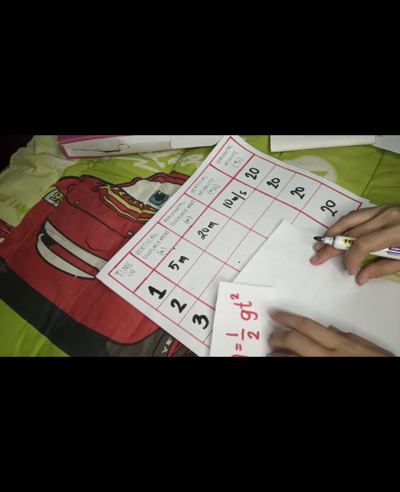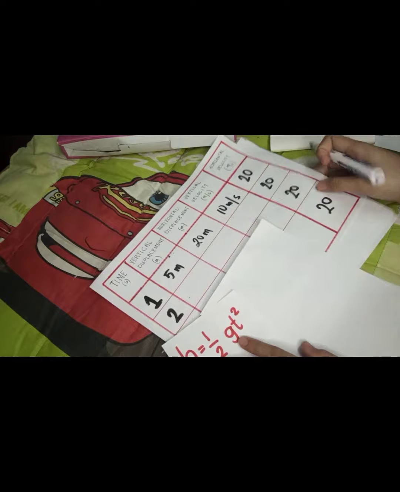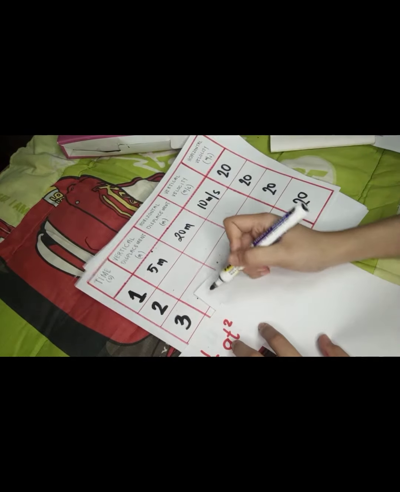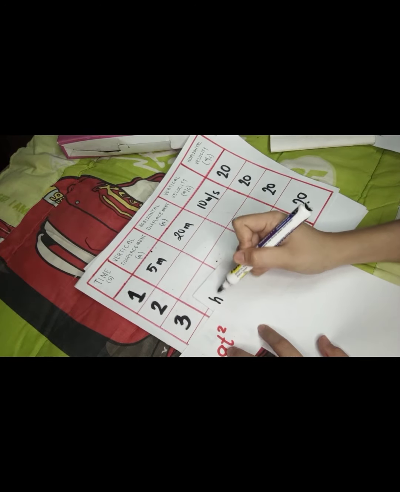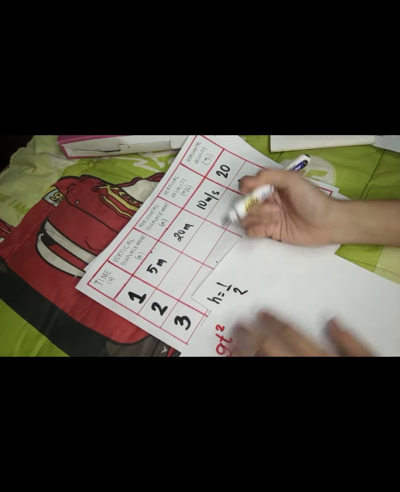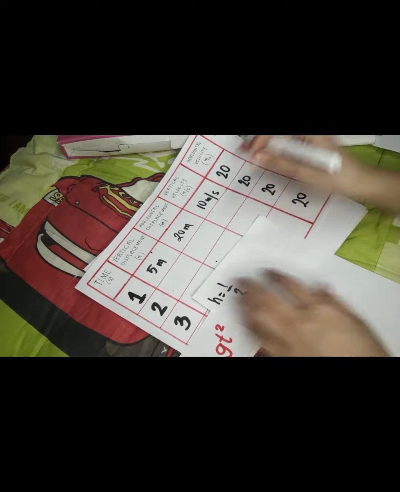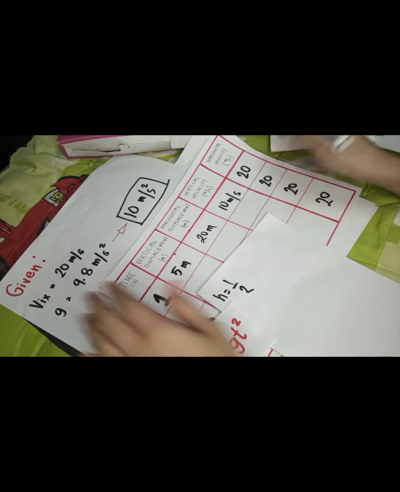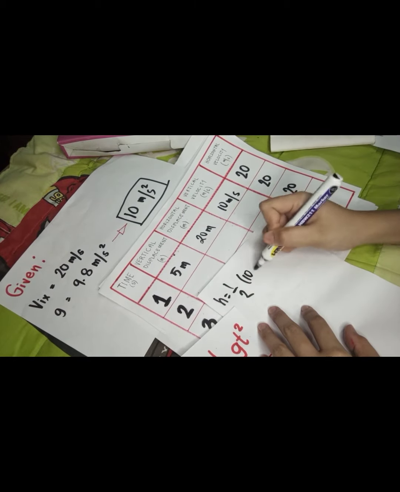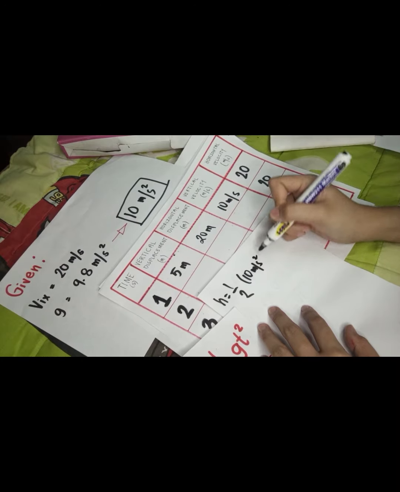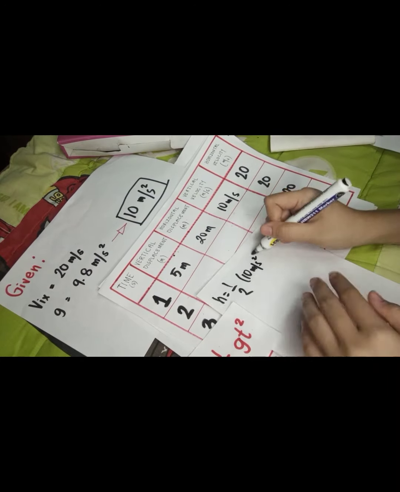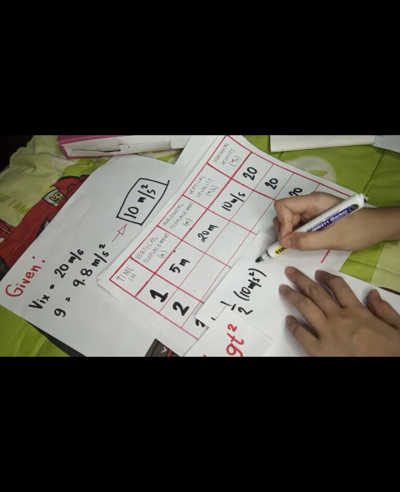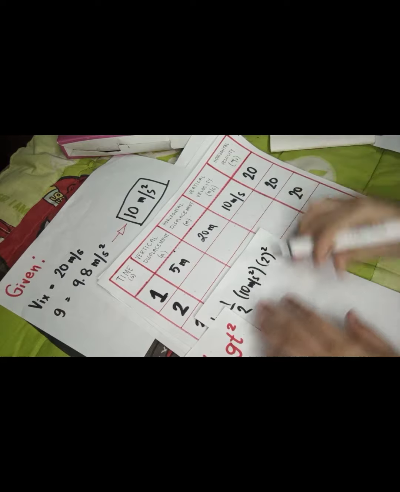So, ito yung gagamitin nating formula. The height. H is equal to 1/2, once again. And then, times natin siya doon sa 10 meters per second. Again, ito yung ating given. Ayan. So, times lang natin 10 meters per second squared. And then, yung time natin is 2. Dito na tayo sa 2. So, 2 squared.